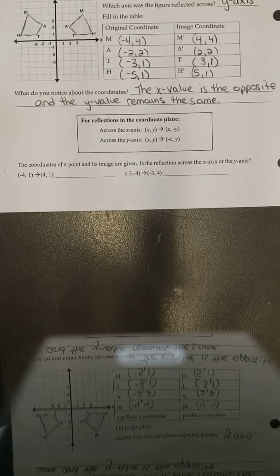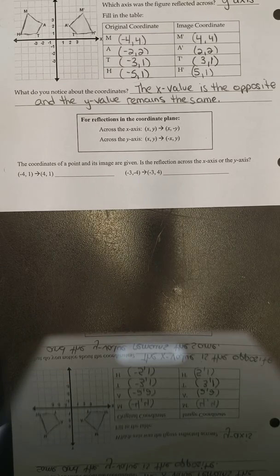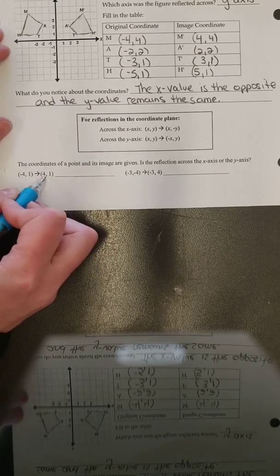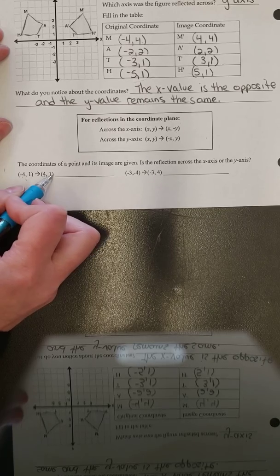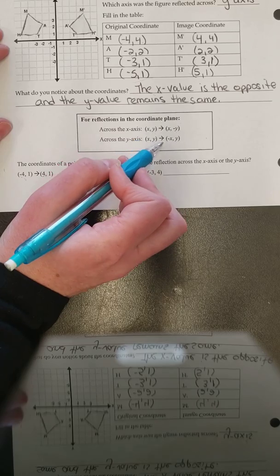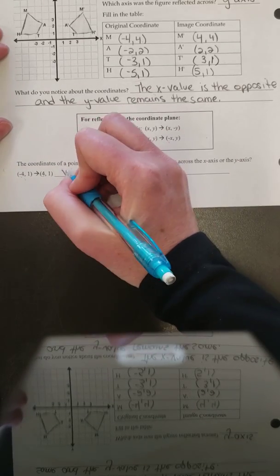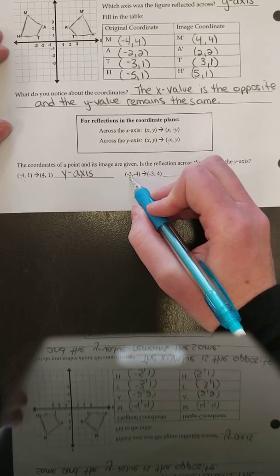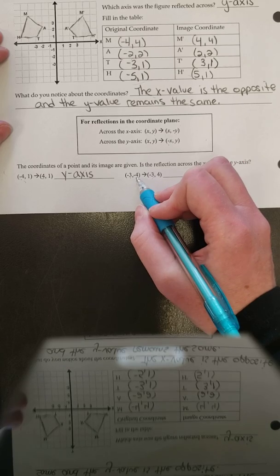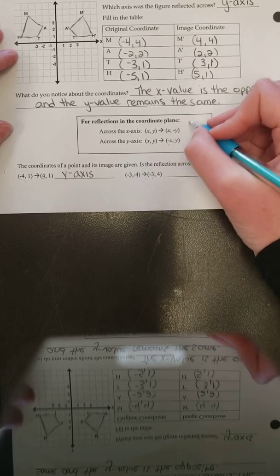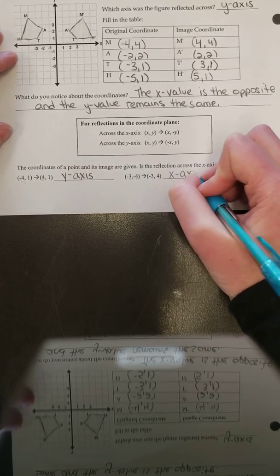So the coordinates of a point and its image are given. Is the reflection across the x or the y-axis? So you got to look at what's going on. -4 became +4, but my y stayed the same. So x became the opposite, y stayed the same. Where does that happen? That was when we went across the y-axis. So this one got reflected across the y-axis. And then for the last one here, -3 stayed the same. So the x stayed the same, y became the opposite. That means we went across the x-axis.